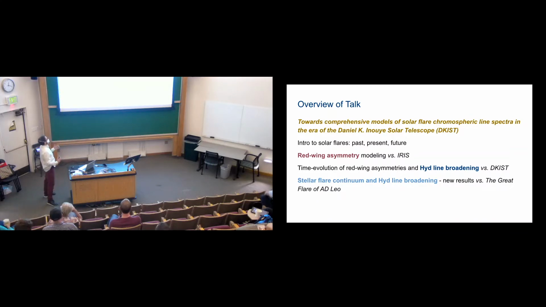These new model predictions are motivated by recent studies of solar flares using IRIS data, and in particular, new models of the red wing asymmetry, which I will talk about, in spectral lines. And the important ingredient for our new models will be the hydrogen line broadening, which I'll discuss in a bit of detail. At the end, I will briefly touch on some new results, bringing everything together, modeling the great flare of AD Leo, which is an M-dwarf flare star, with our new models of the continuum radiation and the hydrogen line broadening. That will be pretty brief. These are results that have been submitted or are imminently about to be submitted.